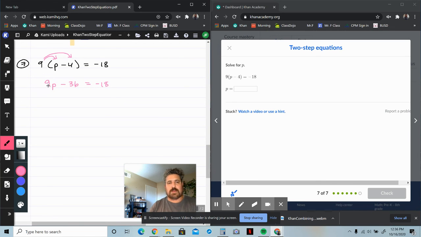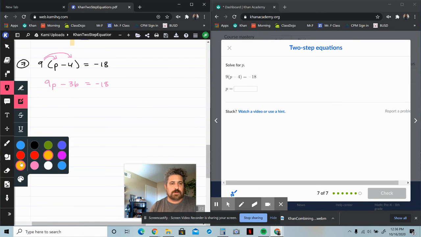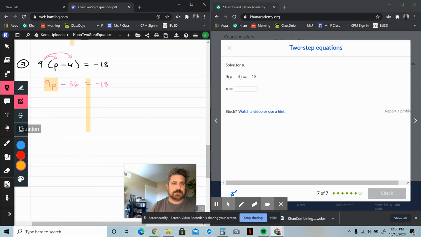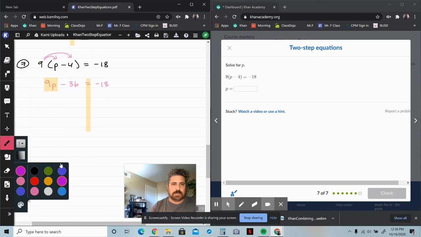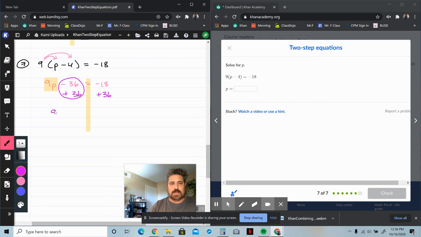And then I would solve the way I normally would, which is to get the variable term by itself. How do you undo minus 36? You're going to add 36 to both sides, and that's going to cancel that out. So plus 36 not to one side but to both sides. This becomes a 0 pair. So you're left with 9p is now equal to negative 18 plus 36. Who wins? Positive by how much? 18.